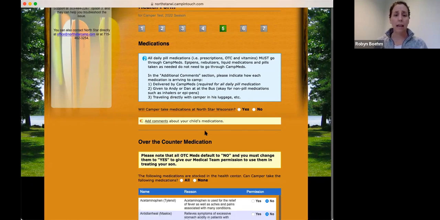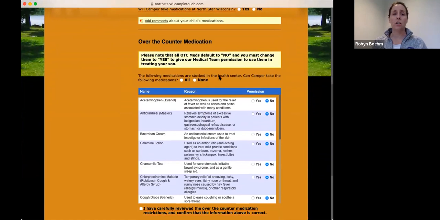I will also say on this medications page, there is a section about over-the-counter medications. The medications that are listed here, that we are asking for permission, either yes or no, for your camper to have if they need to come to the health center, are the ones that we will stock in the health center. So if you are wondering if you should send additional Tylenol for your child, acetaminophen, just because they might get a headache, please do not send that. That is something that we will have on stock.